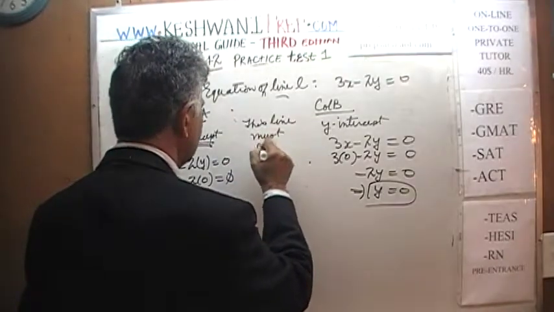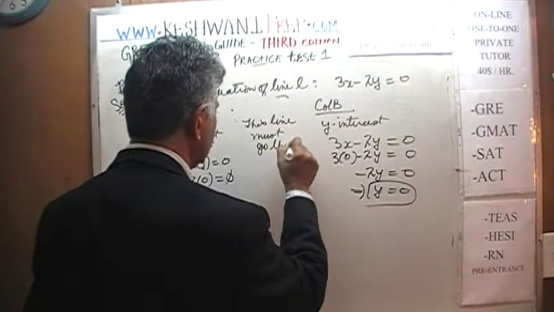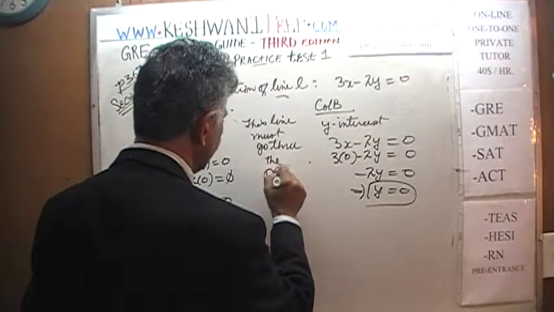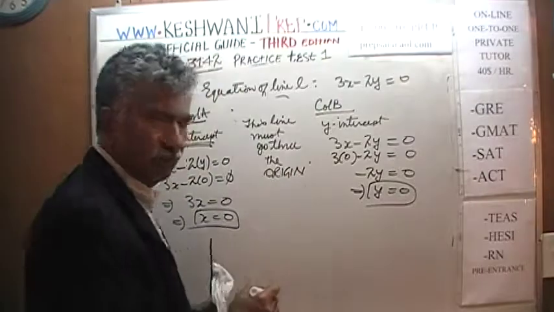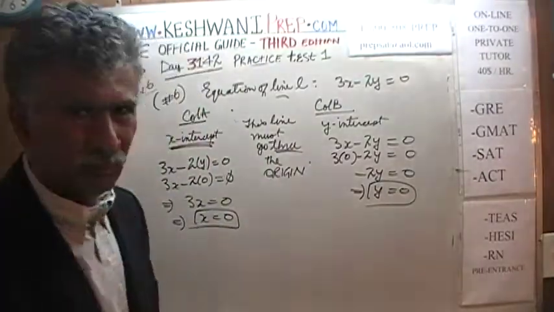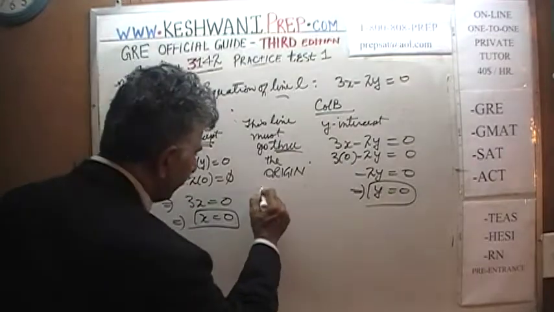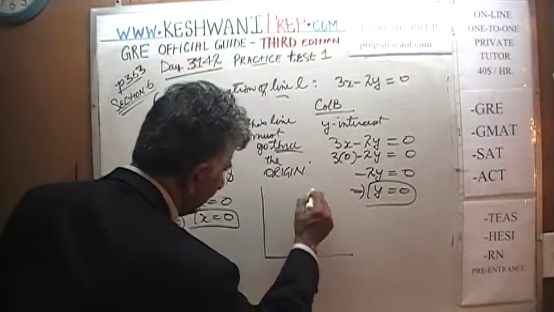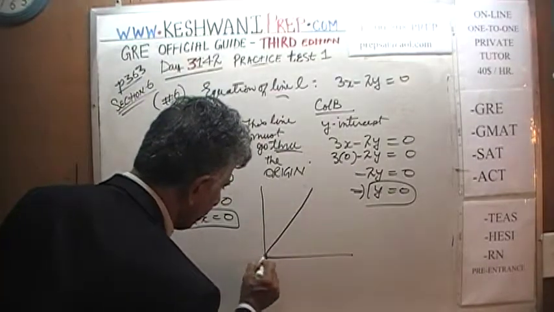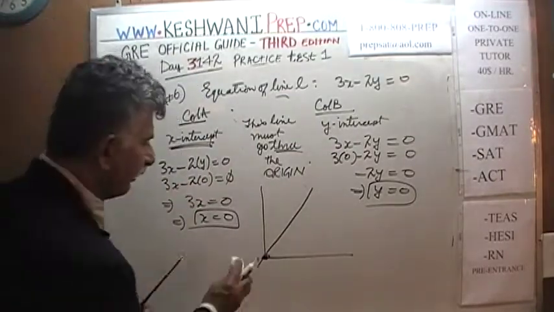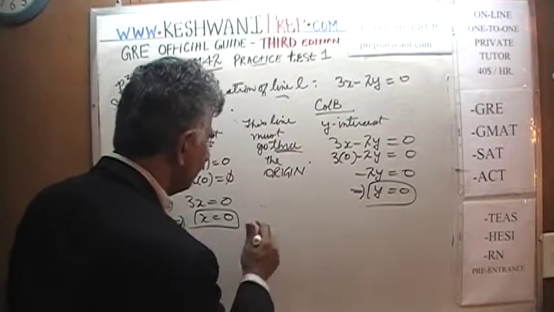this line must go through the origin. I was too lazy to spell out the word through properly. It must go through the origin. The line looks like this. It goes through the origin. Do you understand? Which is why its x-intercept is 0 and its y-intercept is 0.